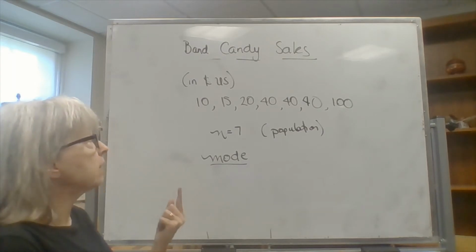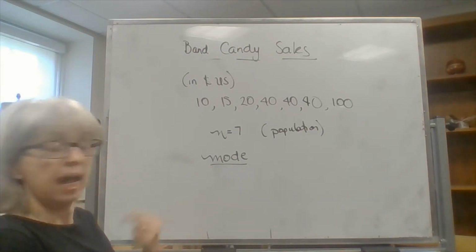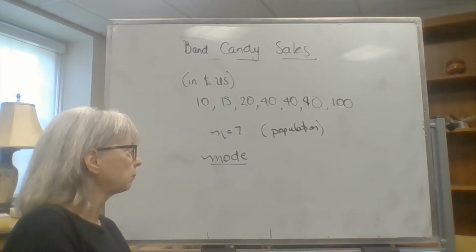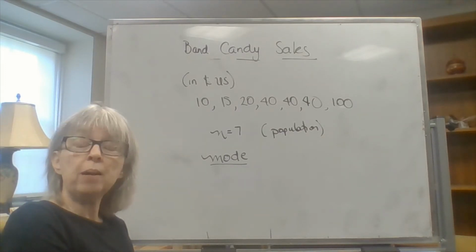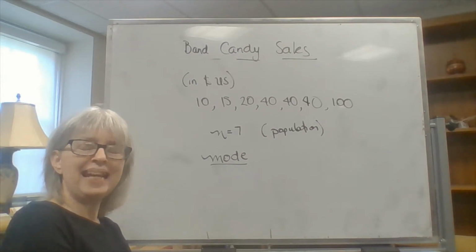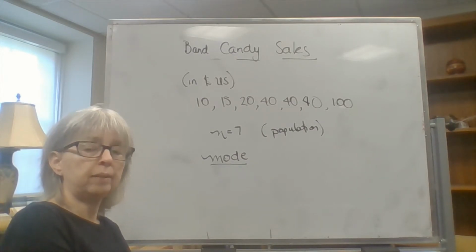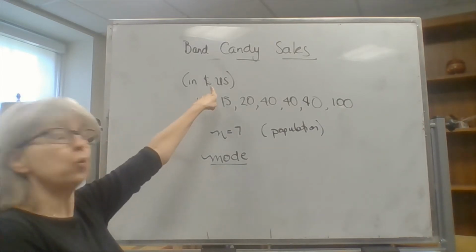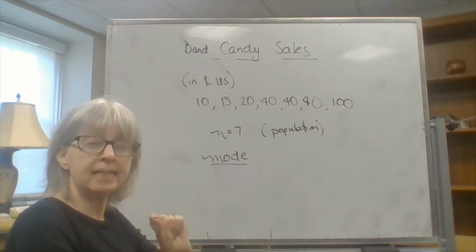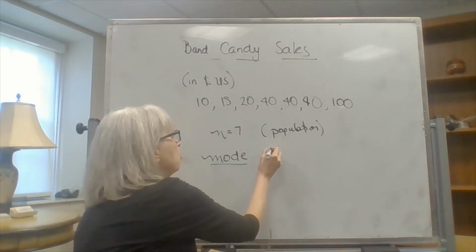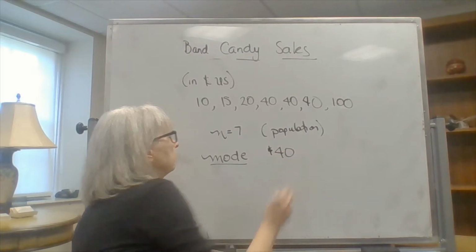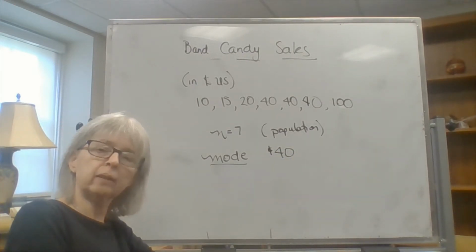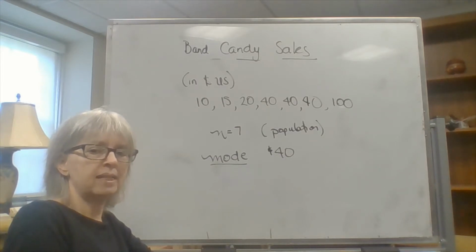Well, I look at my data set. I see 10 once, I see 15 once, I see 20 once, I see 40 three times, and I see 100 once. So, which number appears most often in my data set? 40. Now, because I am actually reporting a data value which has units, I want to state my units. My mode is $40. State your units when you're reporting your descriptive statistics.